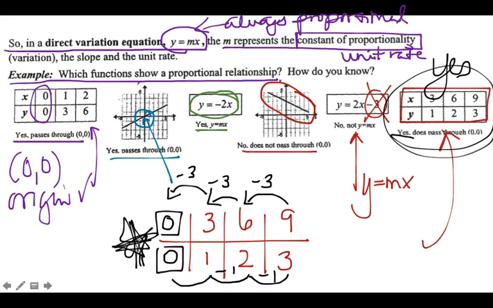Just because 0, 0 is not listed does not mean it isn't there. These lines go on forever. Just because they don't show it to you doesn't make it not proportional. So be very, very careful.